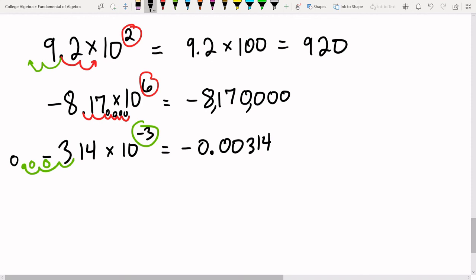So negative 3.14 times 10 to the negative 3 is the same thing as negative 0.00314. And again, you can make sure you're doing this correctly by counting the spaces. If this is where the decimal goes, 1, 2 gives us 9.2. Here, 1, 2, 3, 4, 5, 6. So 8.17. Here we have 1, 2, 3. And so we should always count the same number of spaces that's in the power of the 10 to some power.